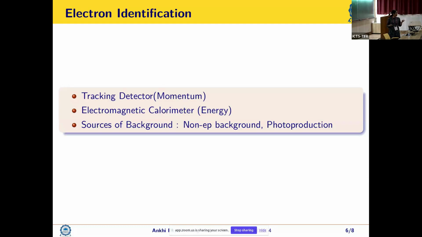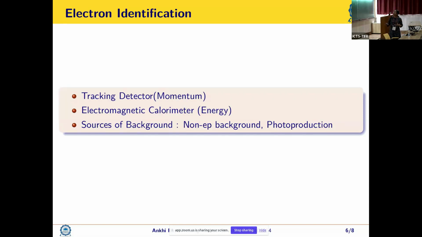How do you differentiate between a photon and e plus e minus? You should have some charge information. If it is neutral but there is a calorimeter signal, then you can consider it a photon. Or if you have some charge information, it is a charged particle and electromagnetic, then you can consider it an electron. I am not going into those details of the data analysis here.